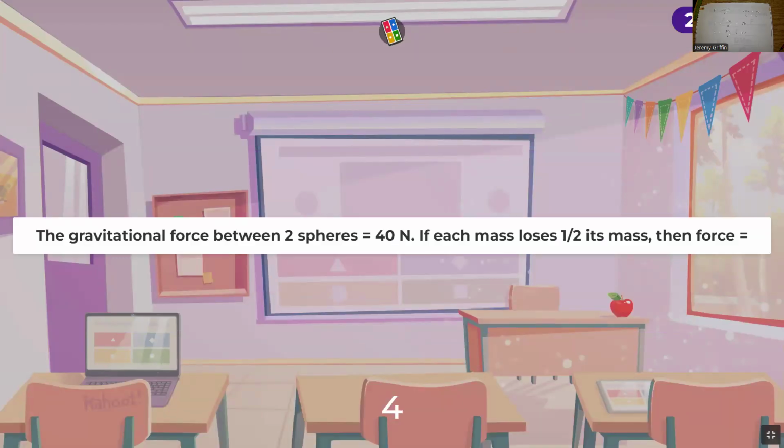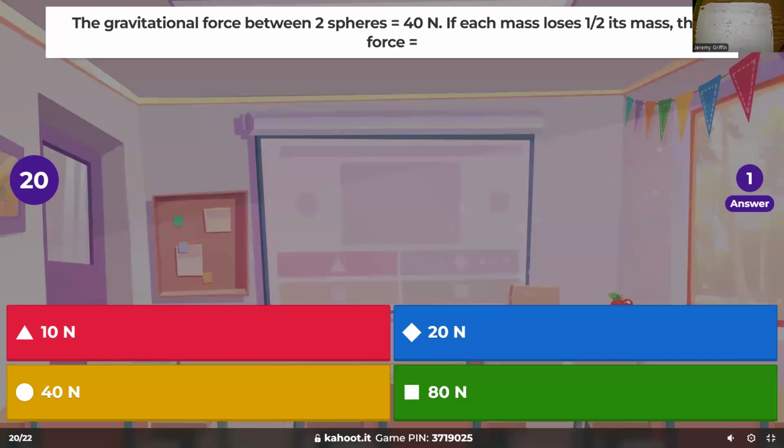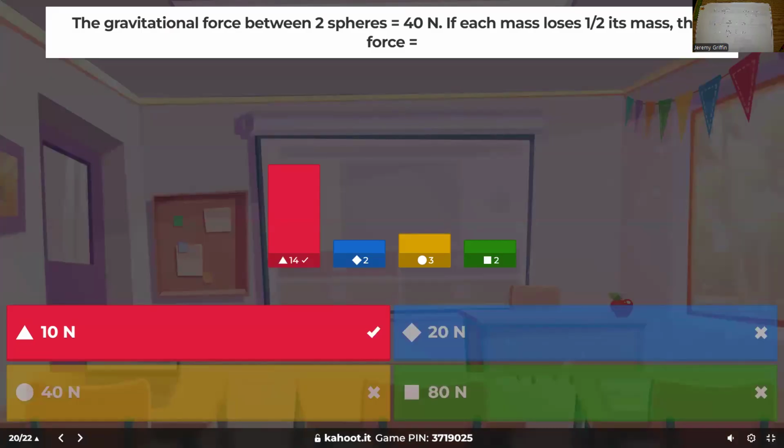The gravitational force between two spheres is 40 newtons. If each mass loses half its mass, what's the new force? A half times a half. Half times a half is a quarter. A quarter of 40 is 10 newtons.